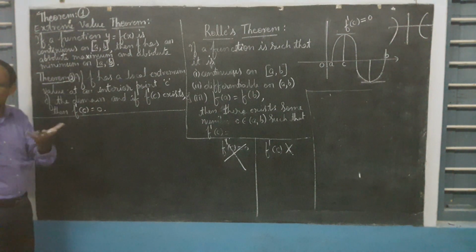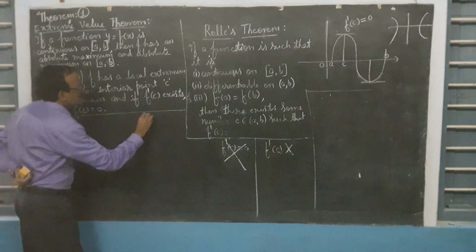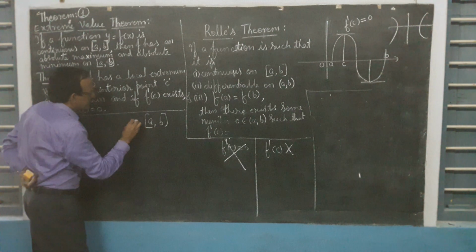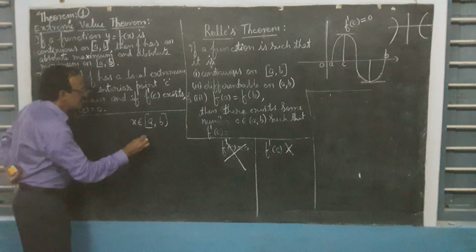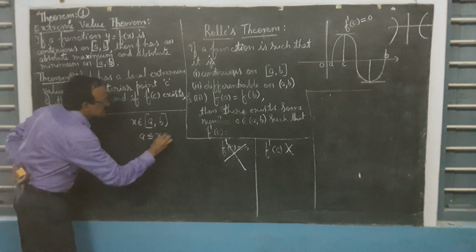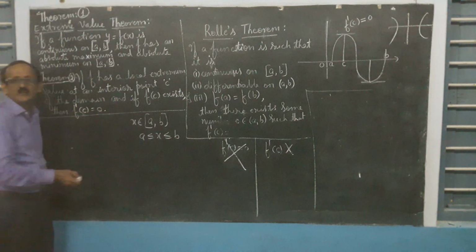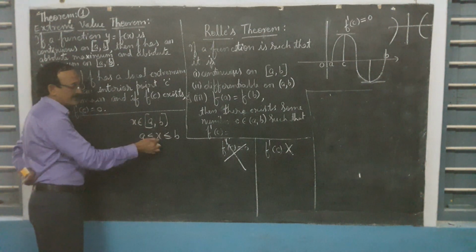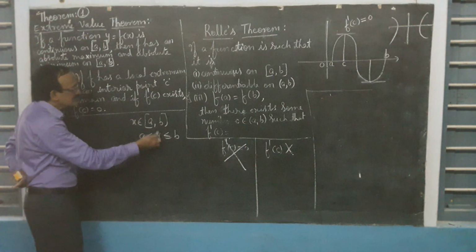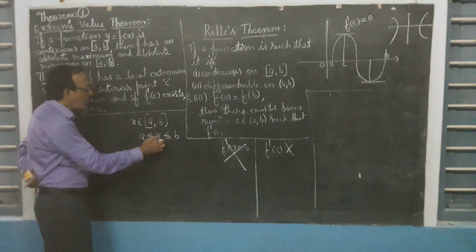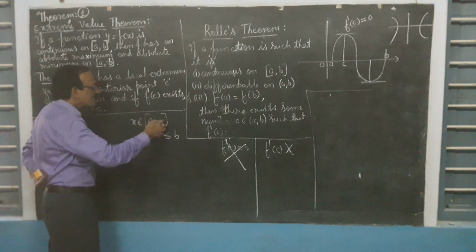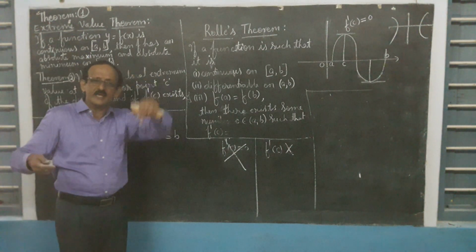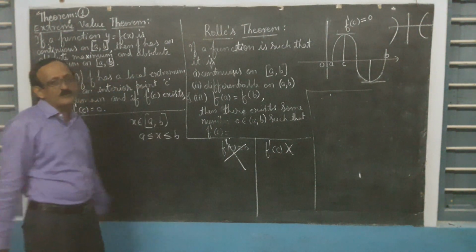you know what is a closed interval and an open interval? Closed interval means the end points are included. If you take an x belonging to this, a is less than or equal to x less than or equal to b. Any number you take here, x can be the left end point or the right end point or any value between that.